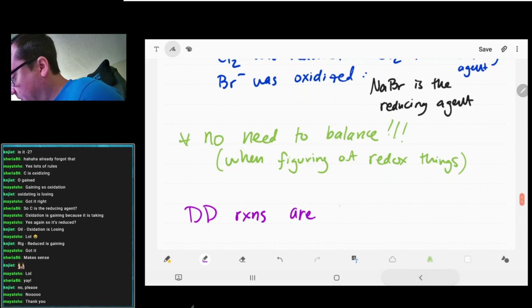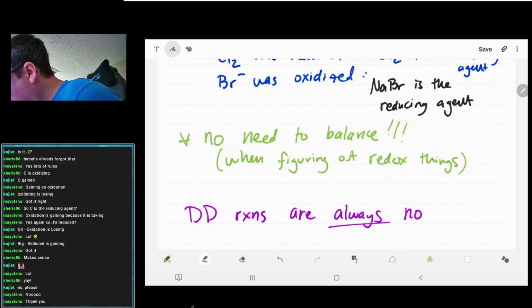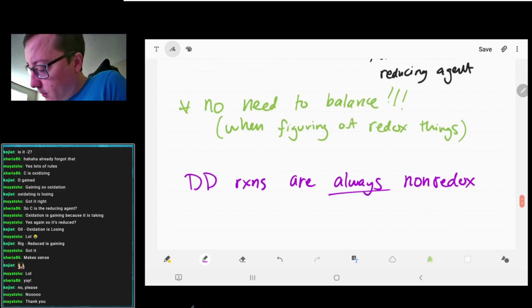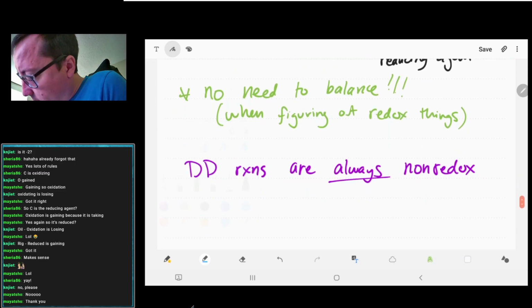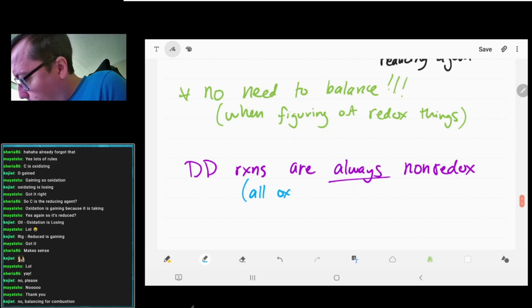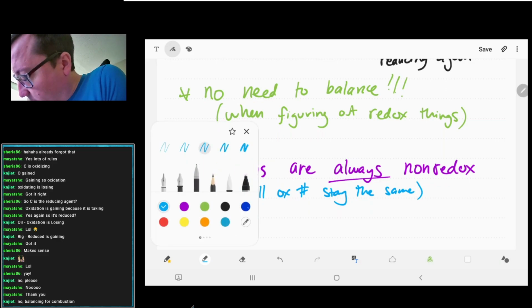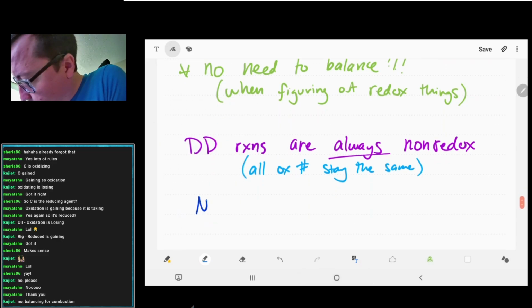We're going to see that double displacement reactions are always non-redox, which means that everything stays the same in a double displacement reaction. So you can save yourself some time there. You don't have to worry. I'll prove it to you, I guess.